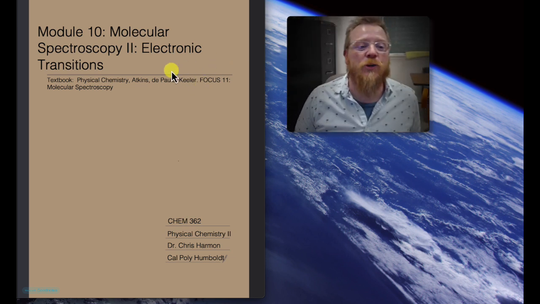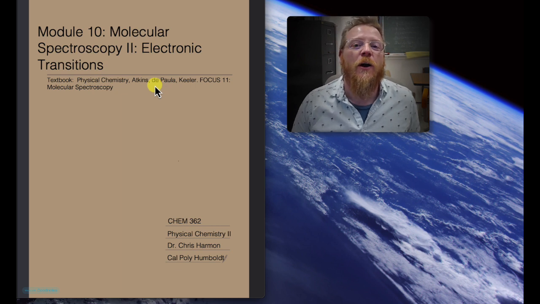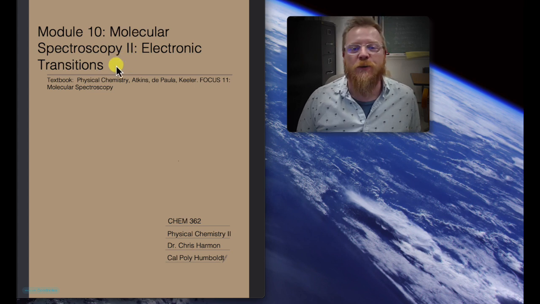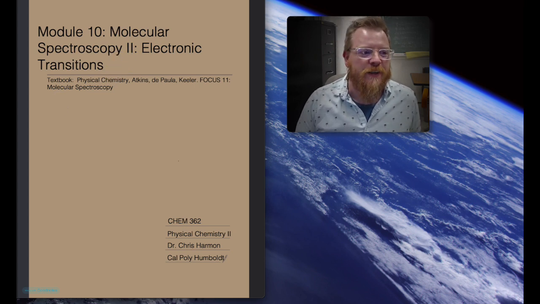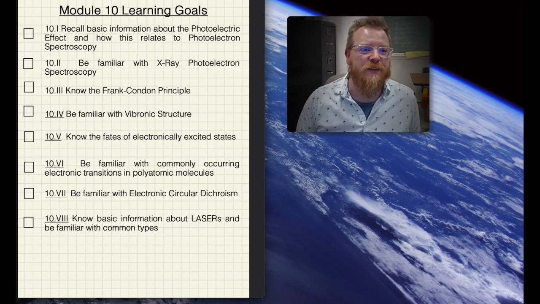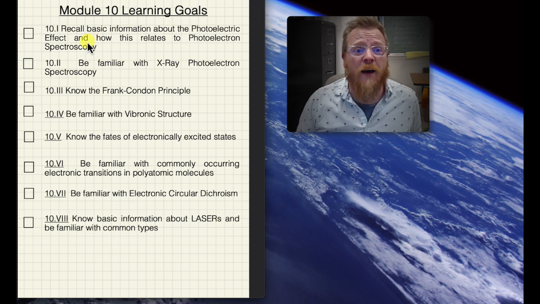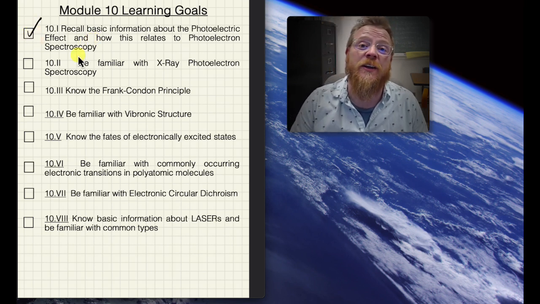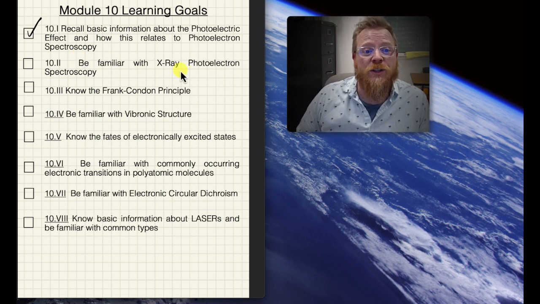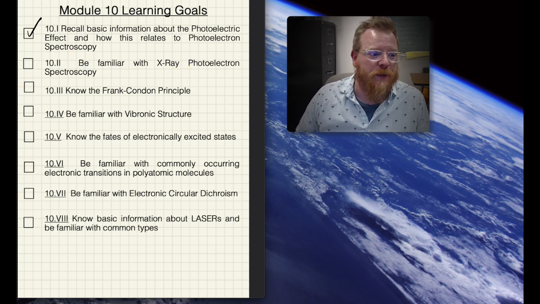For this last module, we're going to continue our discussion of molecular spectroscopy. This time, we're going to focus on the electronic transitions. So there's going to be a number of techniques involving electronic transitions that we will discuss. In this first one, this will be largely a review of the photoelectric effect, so we can see how that relates to the first type of electronic spectroscopy we'll discuss, which is photoelectron spectroscopy.